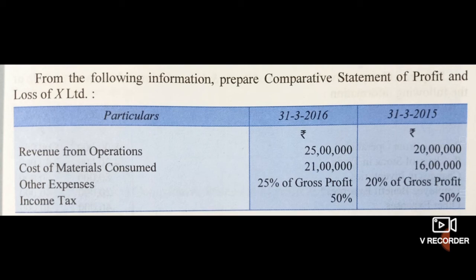Okay. So calculate the gross profit first by deducting cost of material consumed from revenue from operations, and then calculate other expenses. So we write cost of material consumed and other expenses, and then we make the total, which is total expenses. Then after deducting total expenses from revenue from operations, you will get profit before tax. Then you have to deduct income tax at 50% rate from profit before tax. Then you will get profit after tax.